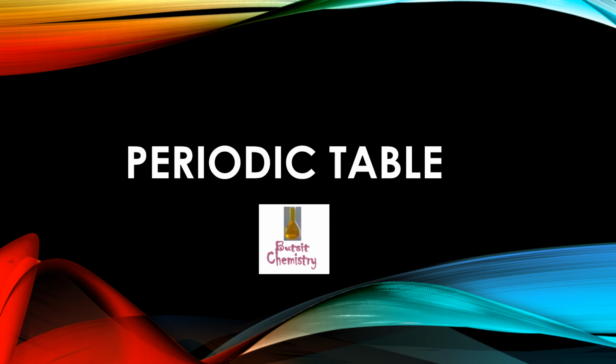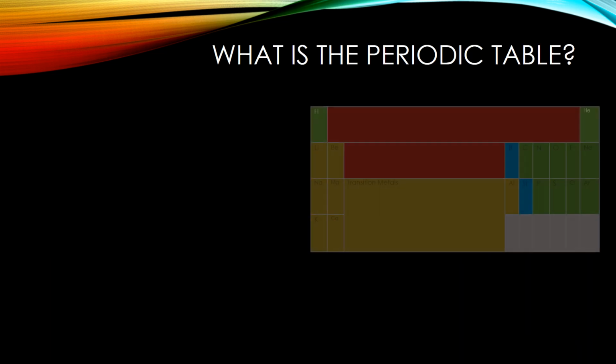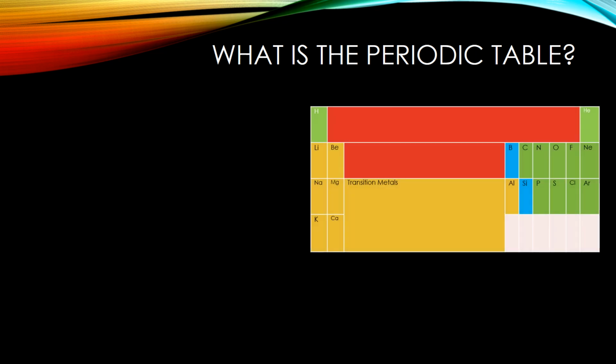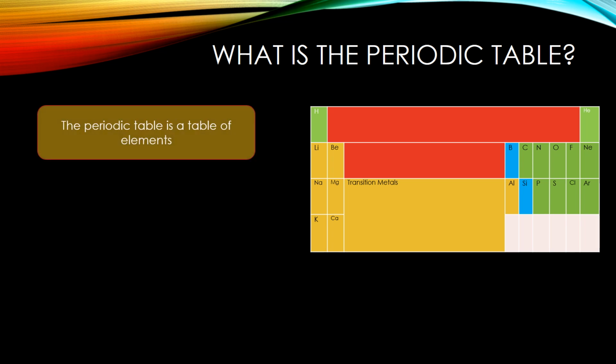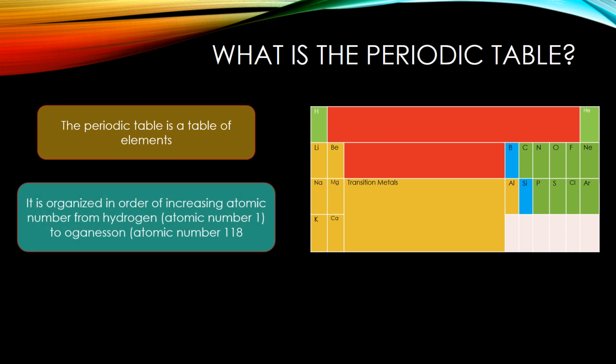The periodic table. What is the periodic table? The periodic table is a table that contains all the elements known. The elements are organized in the columns and rows in order of increasing atomic number, starting from the one with the smallest atomic number, and that is hydrogen.